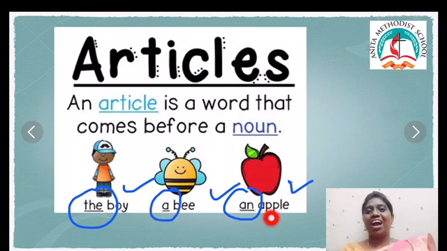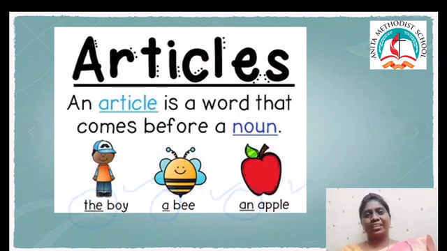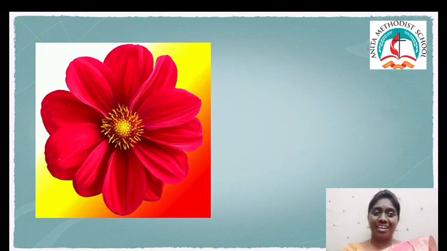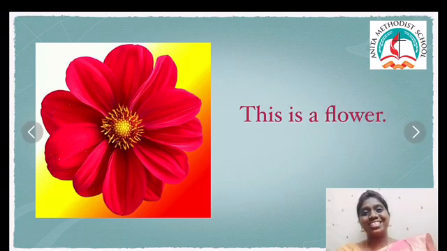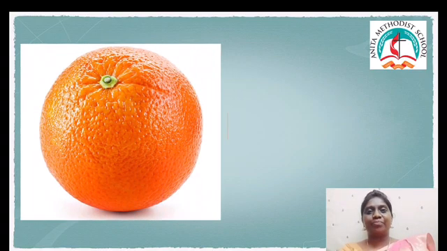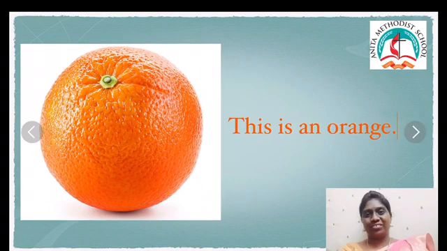So let's see how we can use these articles before a noun. What are the rules behind that? Now listen to the examples. What is this? This is a flower. Here, a is an article. Next, we'll see what it is. Yes, this is an orange, right? This is an orange. An is an article.